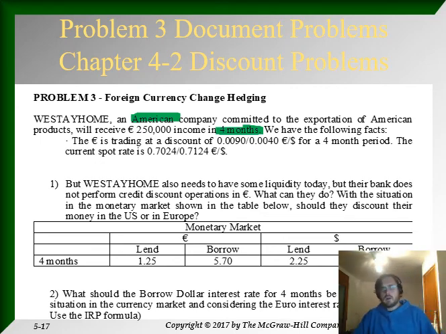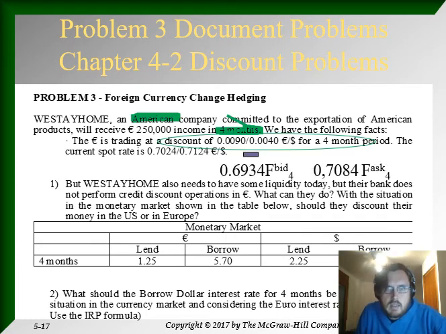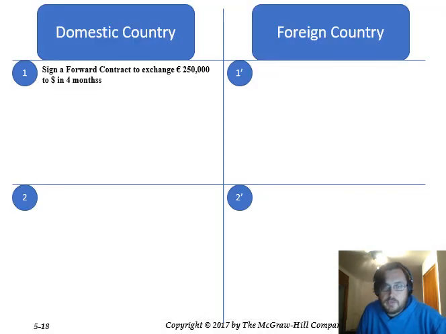So let's go back to the problem. Once again, we need to check the discount. In this case, the bid discount is bigger, so we need to subtract. So we're going to get these forward rates for 4 months. So first step in the domestic country, we need to sign a forward contract to change the money that we're getting in 4 months to dollars.